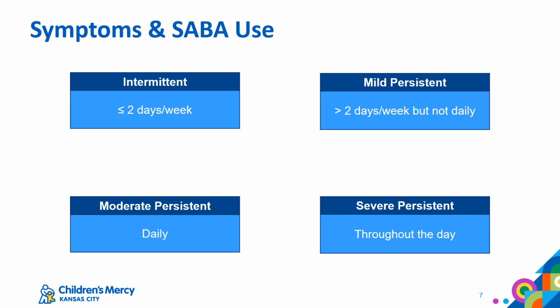Now, the first question to ask yourself is the patient having symptoms or needing their SABA more than twice a week? If they aren't, their asthma is considered intermittent. But if they are having symptoms or needing their SABA more than twice a week, their asthma is persistent.